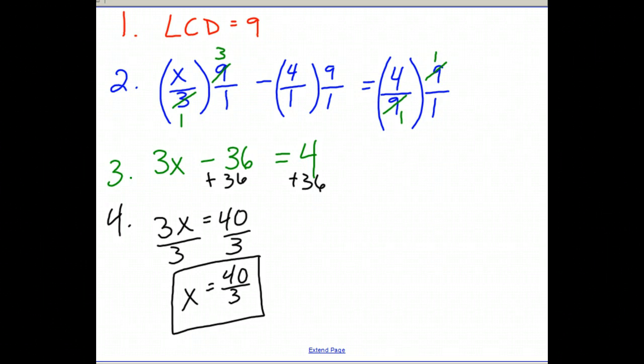And of course, what I'm not doing in both of these is, we're focusing on the clearing fractions portion. You always, always, always check your answer. And we talked about that in class, solving equations. But for this purpose, it's just about clearing the fractions.